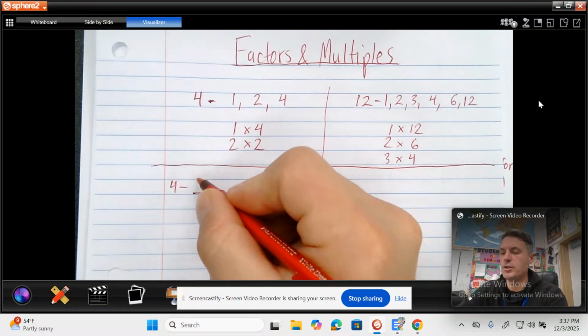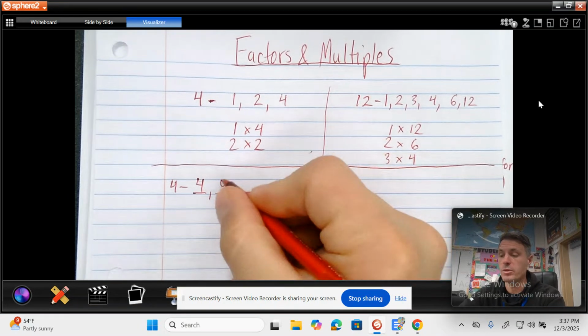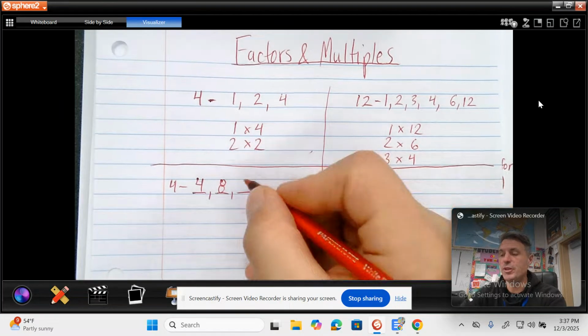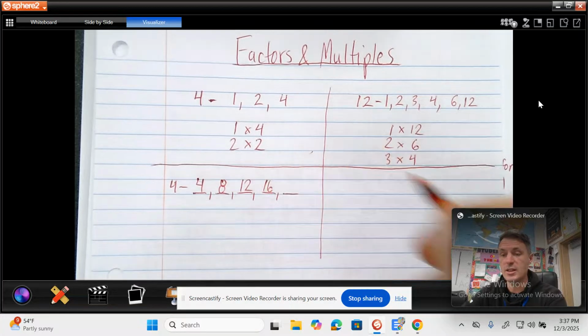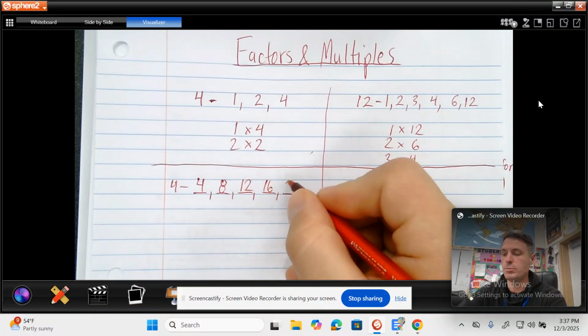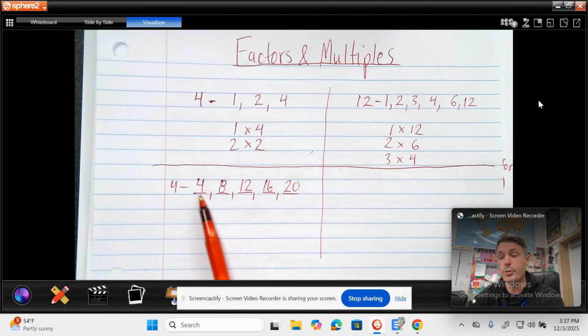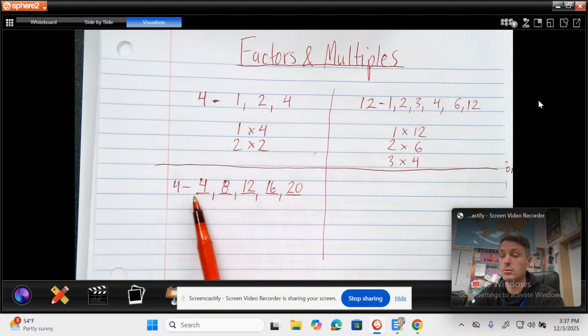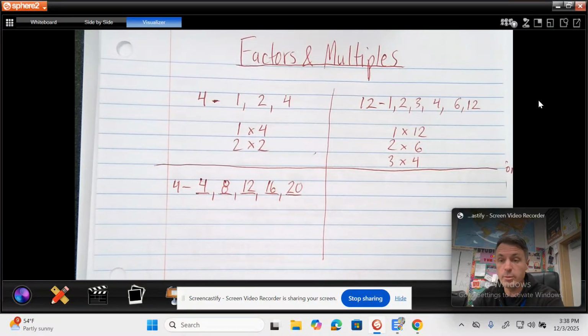Well, the first multiple of 4 would be 4. And the second multiple of 4 would be 4 more than that, because we're just counting by 4s. It would be 8. And the next multiple of 4 is just 4 more than that, 12. And the next multiple of 4 would just be 4 more than that, 16. And the next multiple of 4 would just be 4 more than that, 20. So notice when you're listing multiples of a number, like with the number 4, you're just counting by that number. You're just counting by 4s.